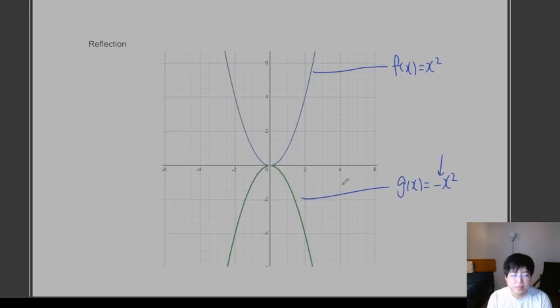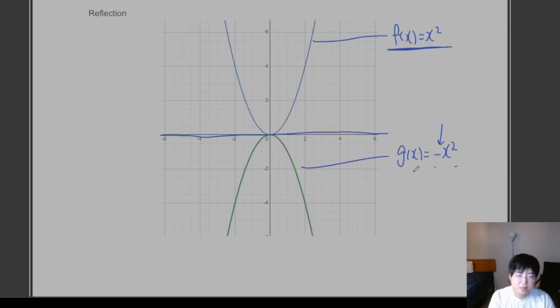So let's go back to here. If I multiply the entire function f of x equals x squared by negative 1, so I made it negative x squared, right? Then what happened was reflection over the x-axis. As you can see, this is the x-axis. So if I multiply negative to the entire function, then it becomes reflection over x-axis. Let's go down here.